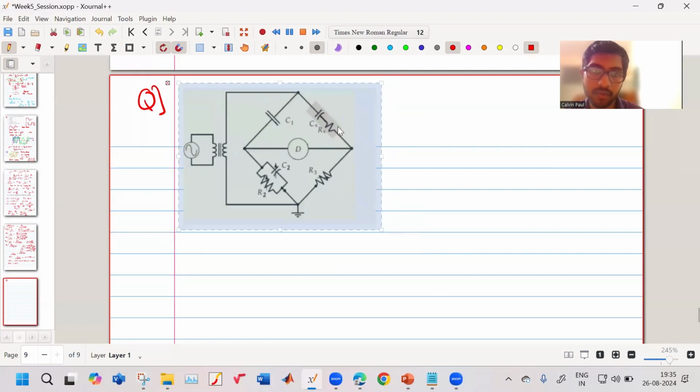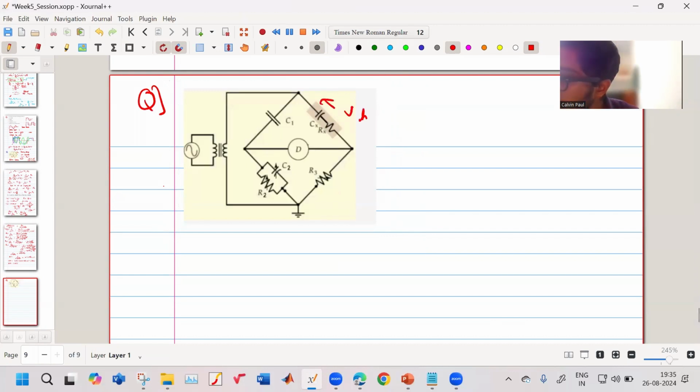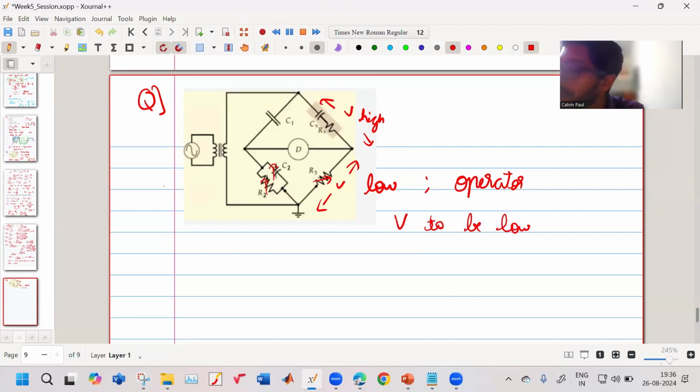So this is basically for high voltage, right? The voltage across Cx, Rx will be high. But we want this voltage to be low. Why do we want it to be low? Because there will be some operator who will be changing R3, changing C2, changing R2. So we want that voltage V to be low for safety purposes. Okay, so that is the beauty of this bridge.